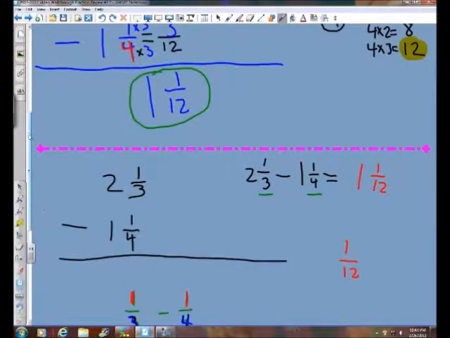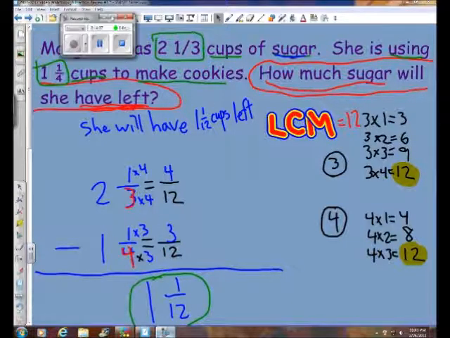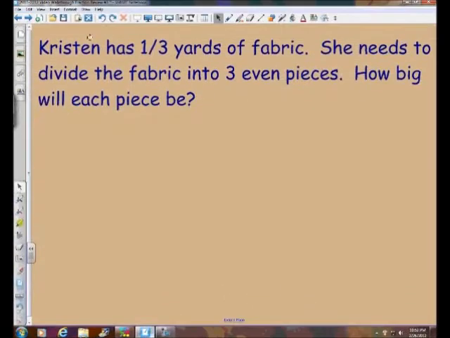Margaret had 2 and 1/3 cups to start with. She used 1 and 1/4, came up with 1 and 1/12 cups left. And there you go. There's the answer to the first problem. And here's problem number 2.